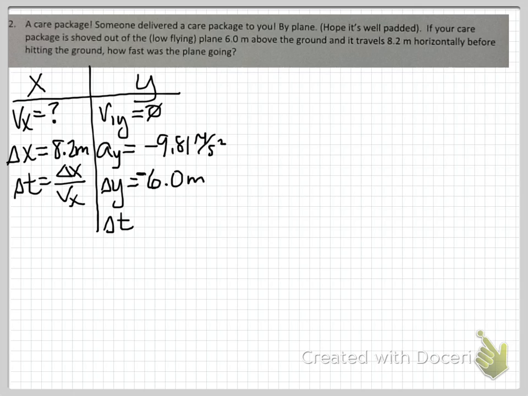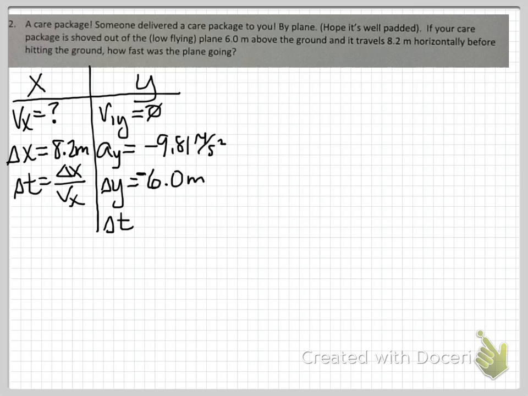So we've listed our variables on the x and y axis. Since v initial on the y-axis is 0, we know that all the velocity that this object has initially is on the x-axis. That's our total initial velocity. Delta x is 8.2 meters. Delta t we can create an expression for using delta x divided by v sub x. On the y-axis, we already mentioned that our initial velocity is 0. Our acceleration is negative 9.81 meters per second squared, as usual, and our delta y is negative 6.0 meters.